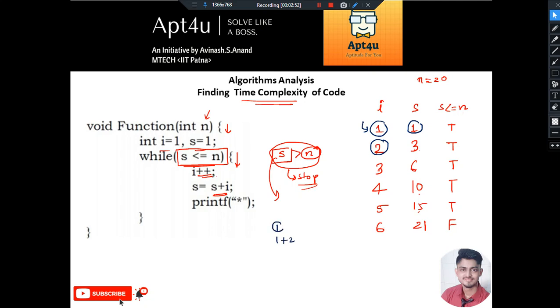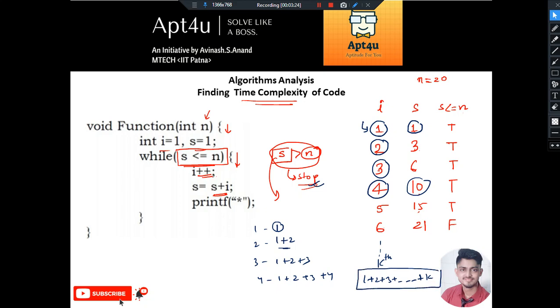In the first iteration the sum was 1. In the second iteration the sum becomes 1 plus 2. In the third iteration the sum becomes 1 plus 2 plus 3, which is 6. In the fourth iteration the sum becomes 1 plus 2 plus 3 plus 4, which is 10. Which means that suppose the loop stops at the kth iteration, then the sum at that instant will be the sum of all the elements from 1 to k, which is nothing but k into k plus 1 by 2, right?